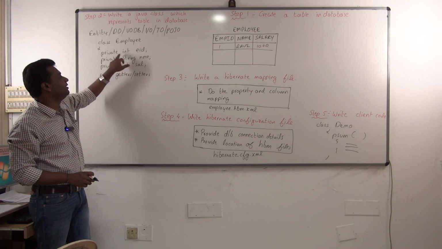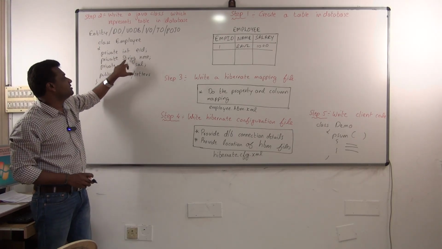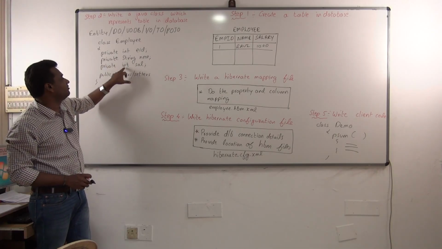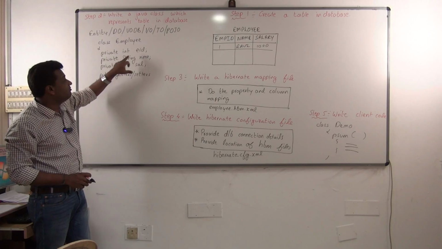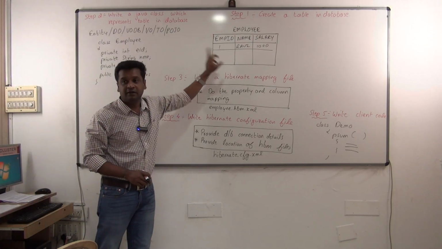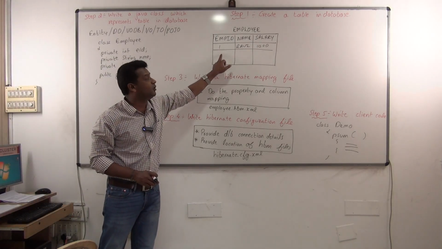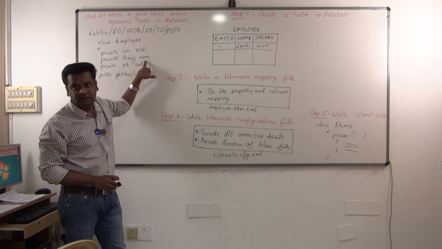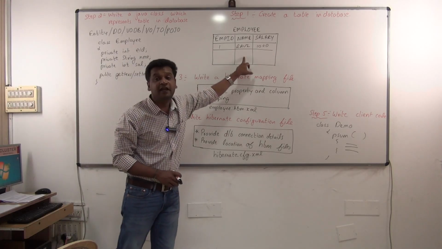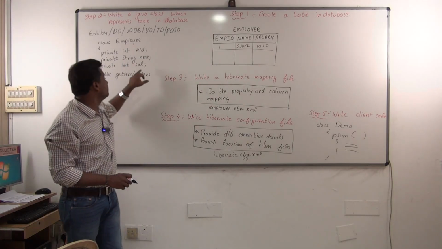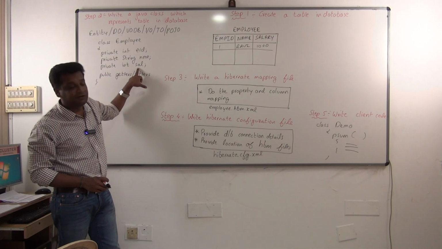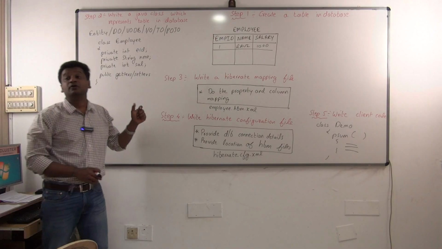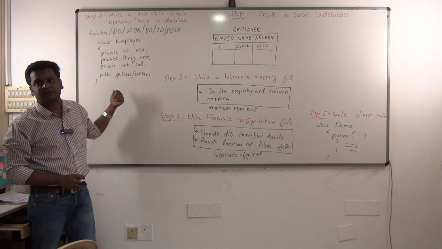EID is a variable of type int and it is private. NME is a variable of type string and it is private. And SAL is a property of type int and it is private. The EID property is representing which column? Employee ID, EMP ID. The NME property in the Java class is representing the name column of the employee table. Similarly, the SAL property of the Java class is representing the salary column of the database. So however many columns you have, that many properties you should have in your Java class.